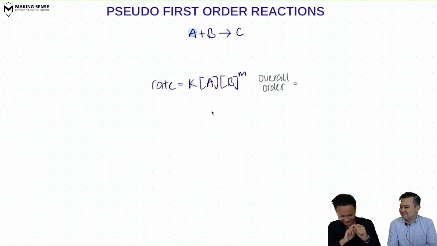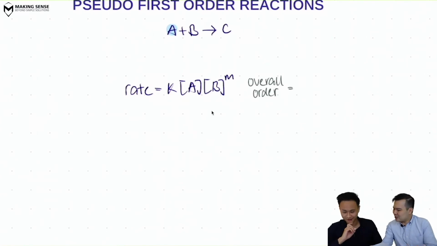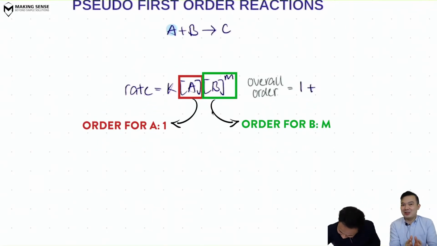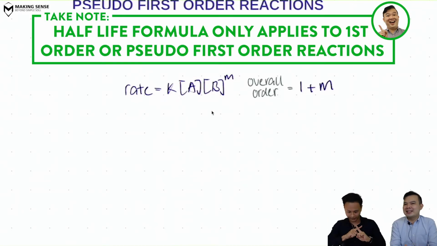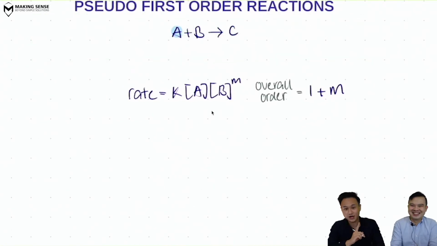Naughty boy, trying to trick me. You can't. Right. Because your overall order here, is it 1? 1 is for A, right? Yeah. Your overall order here is actually 1 plus m. Because we're looking for overall order, not just the order for A, right? Exactly. And because your overall order is not 1, you cannot use your half-life formula. But no, I insist, I really want to use it. Can you tell me a way to do that? Rebellious. Can. If you want, we can.